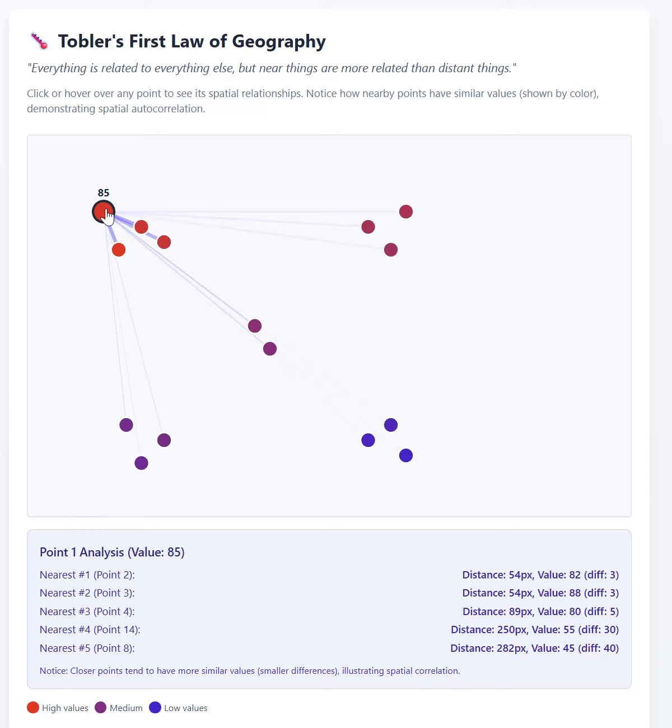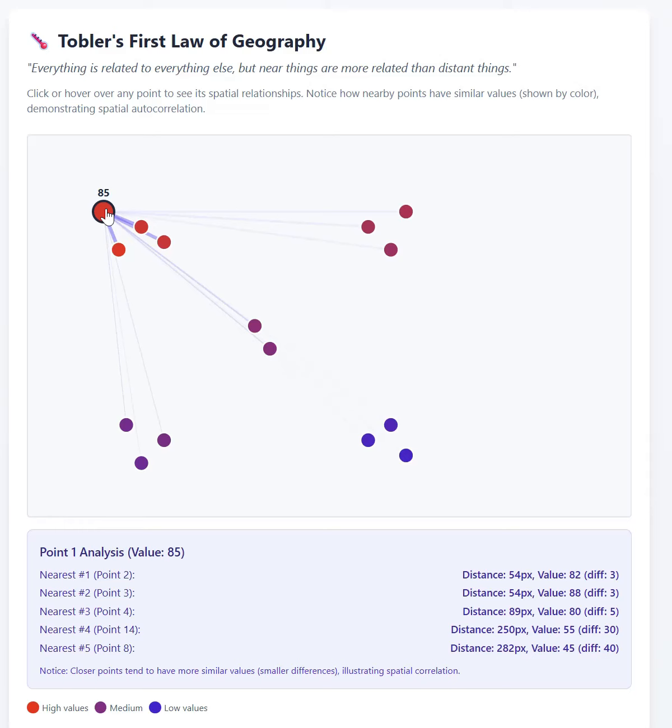I'm clicking on this point here in our high value cluster. Its value is 85. Now watch what happens. The visualization draws connection lines to all the points, but notice two critical things. First, the thickness and brightness of these lines tell us about similarity. The thickest, brightest lines connect to nearby points with similar values. Second, look at the analysis panel that appears below.